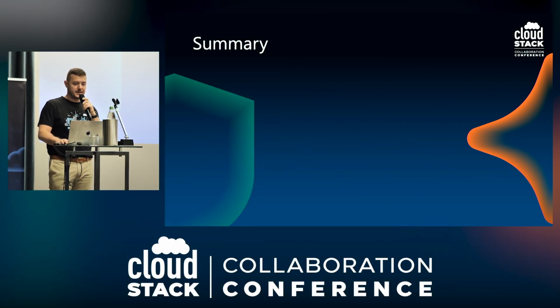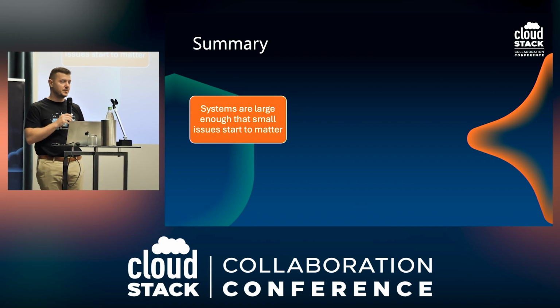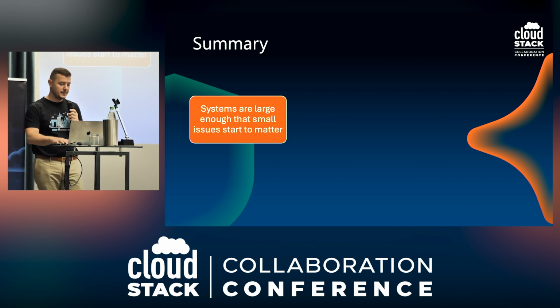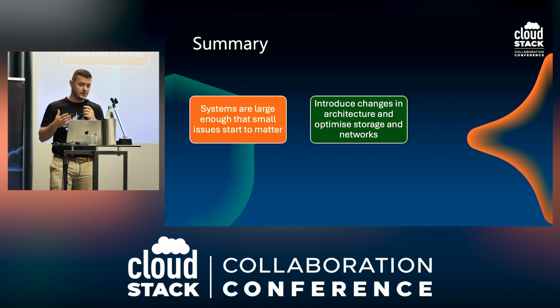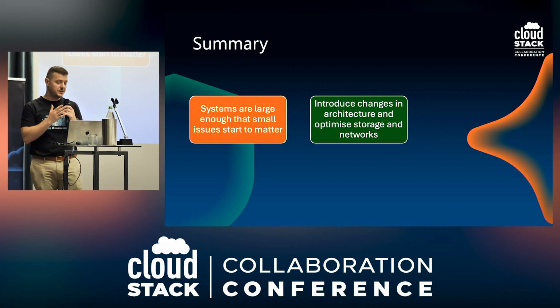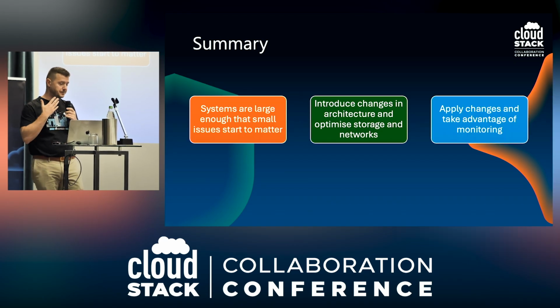As a summary of phase 2, now your system is growing larger, and you start to experience some issues that start to matter in the process, like some performance issues. And you do need to pay attention to that. You need to introduce changes to the architecture and to the way you deploy your CloudStack. You need to separate it. You need to optimize your storage and solution. And you need to optimize the DB as well.